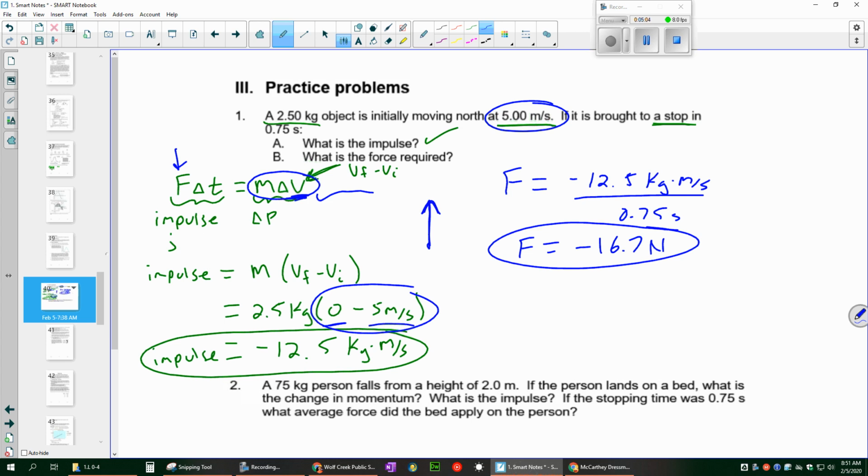And this one makes sense too, that the force ended up being negative, because that's the force of the friction on the tires pushing back on the car. From the car going north, there must be a force pushing back to make it come to a stop. So that negative makes sense. All right, next one.